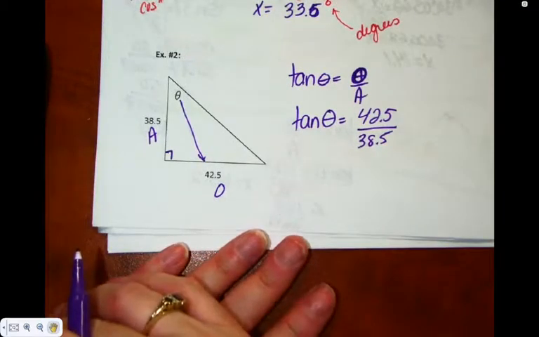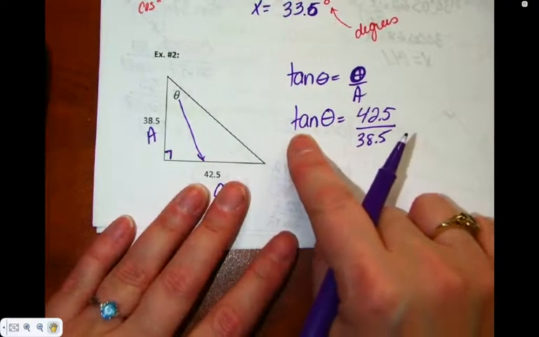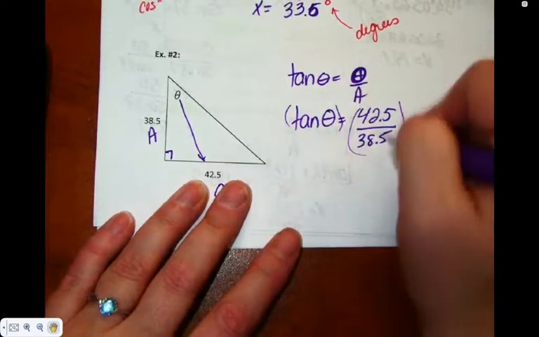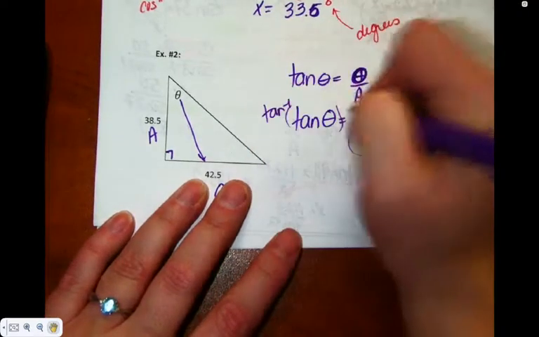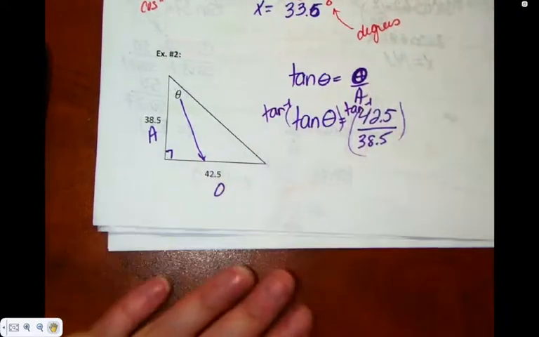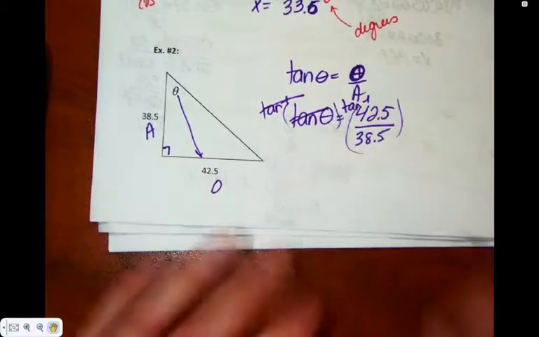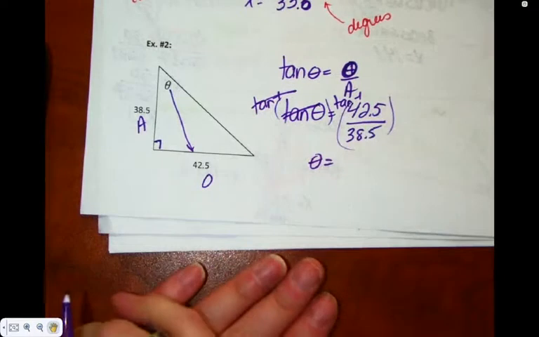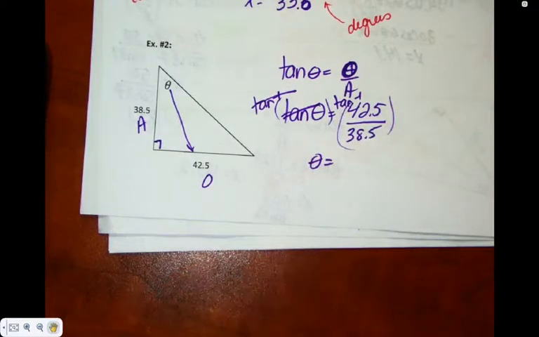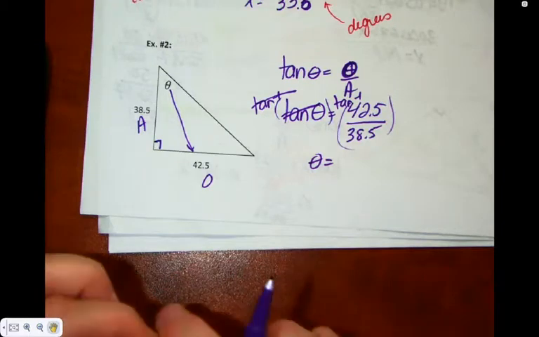Step number 4. Isolate the variable. What's the opposite of tan? Inverse tan. So I'm going to take the inverse tan of each side. On the left, inverse tan and tan cancel. That's why we did it. On the right, we grab our calculator, inverse tan. 0.5 divided by 38.5.